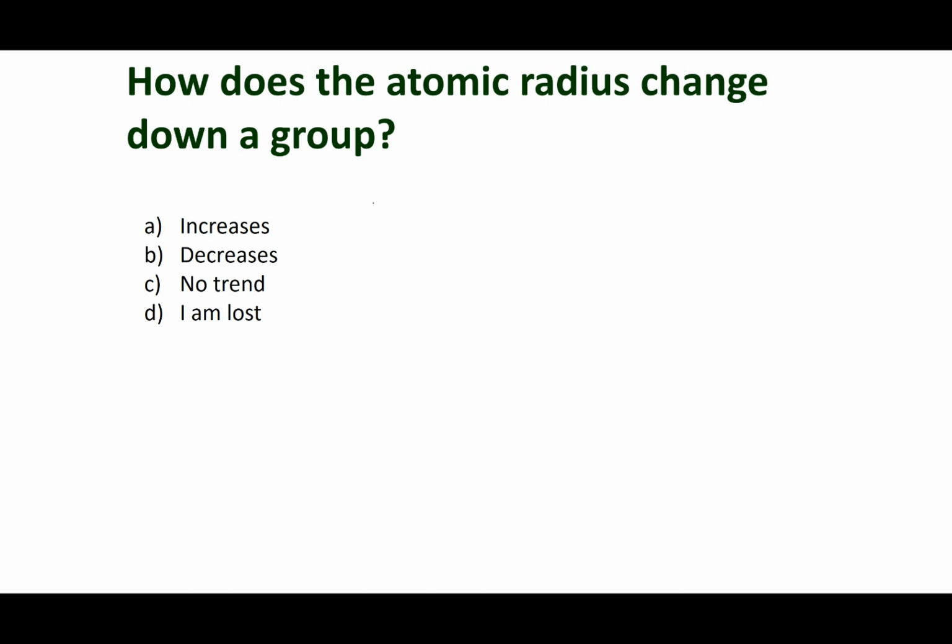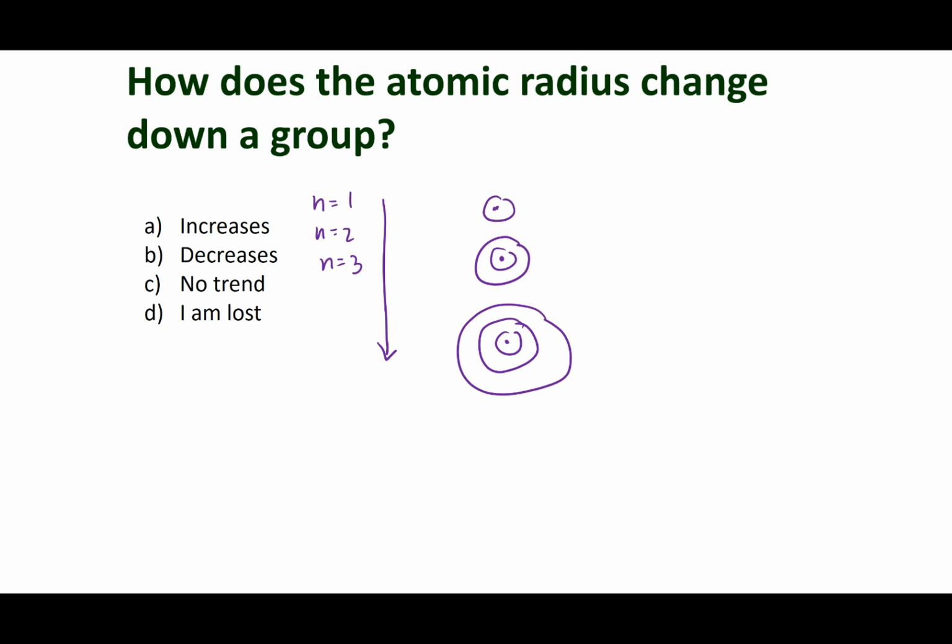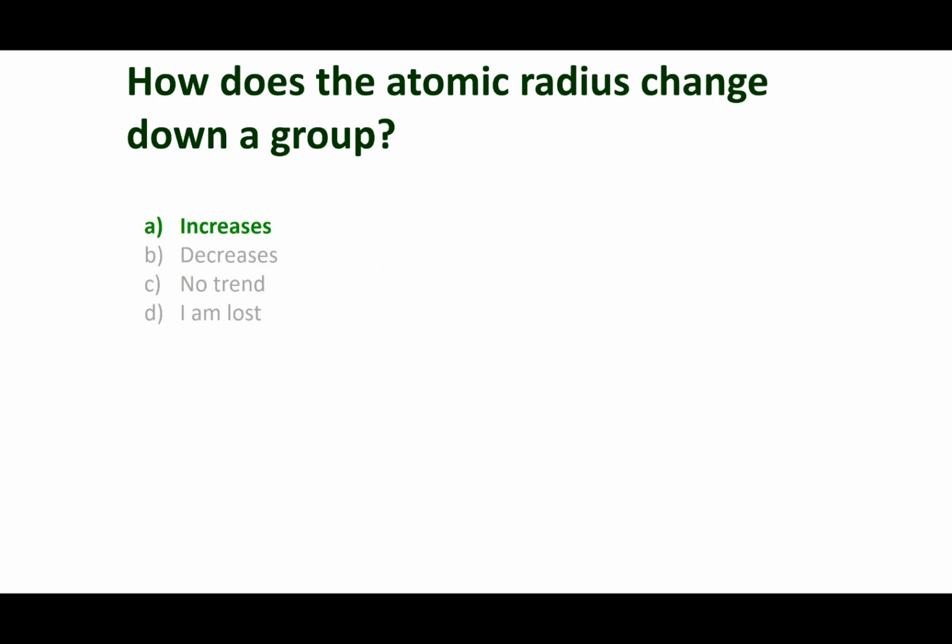All right, so what I want to do is go down the periodic table. If I go down the periodic table, what I know is I go from n equals 1, n equals 2, n equals 3, and n is going to be the energy of the electron. And the higher the energy, the further the electron is from the nucleus. So as I go down the periodic table, what I will see is my atom adds another shell and gets bigger and bigger and bigger. So as I go down the periodic table, my atomic size is going to increase.